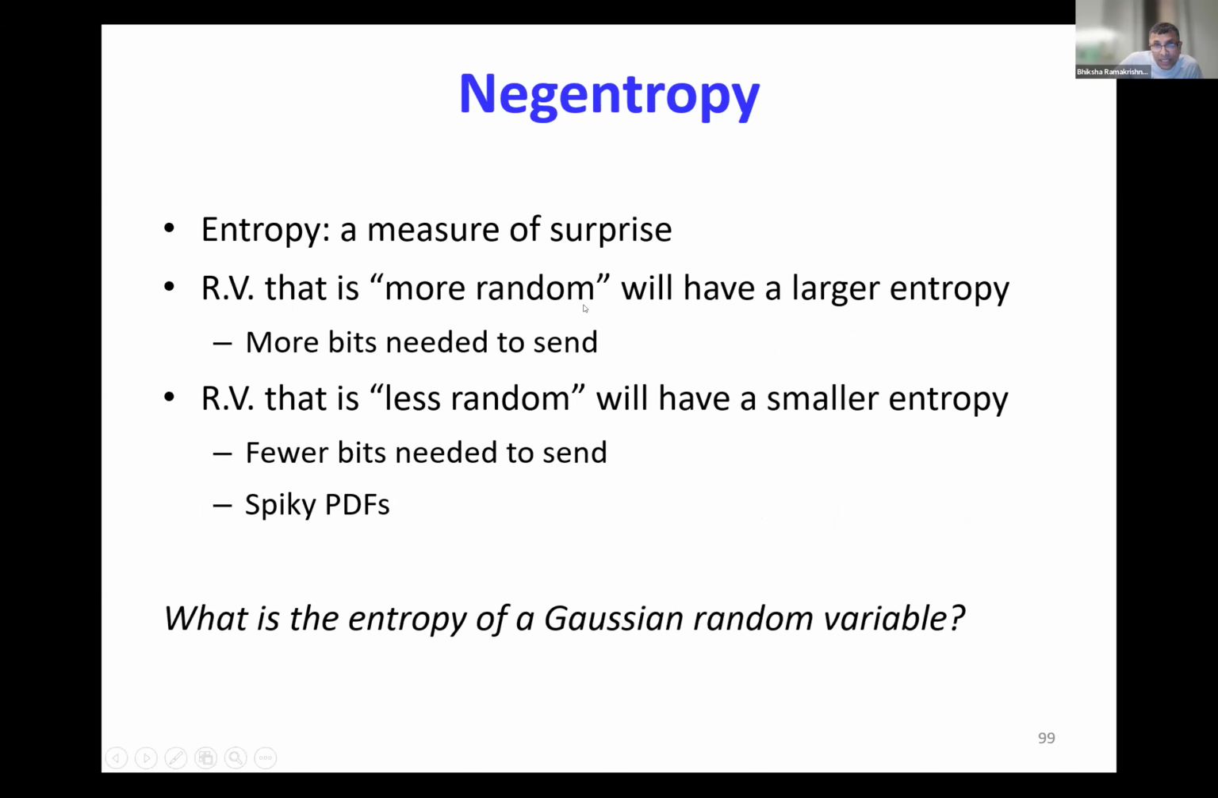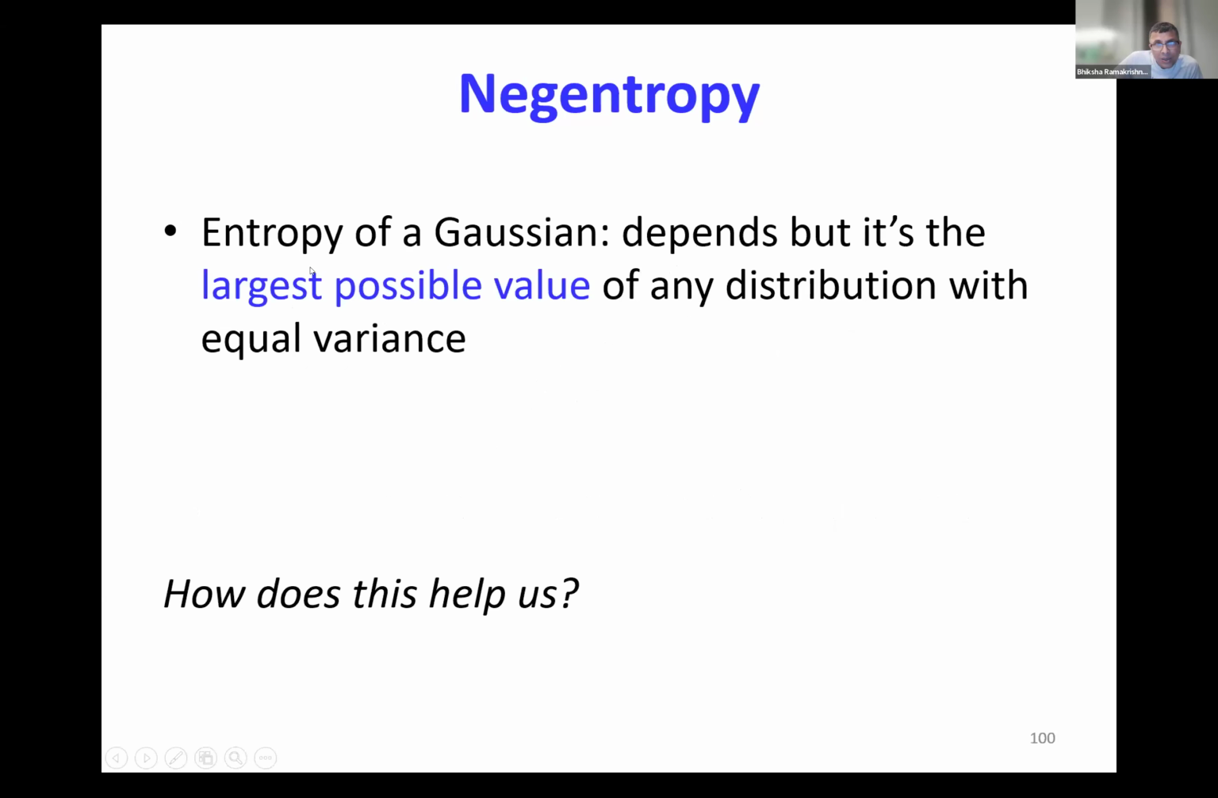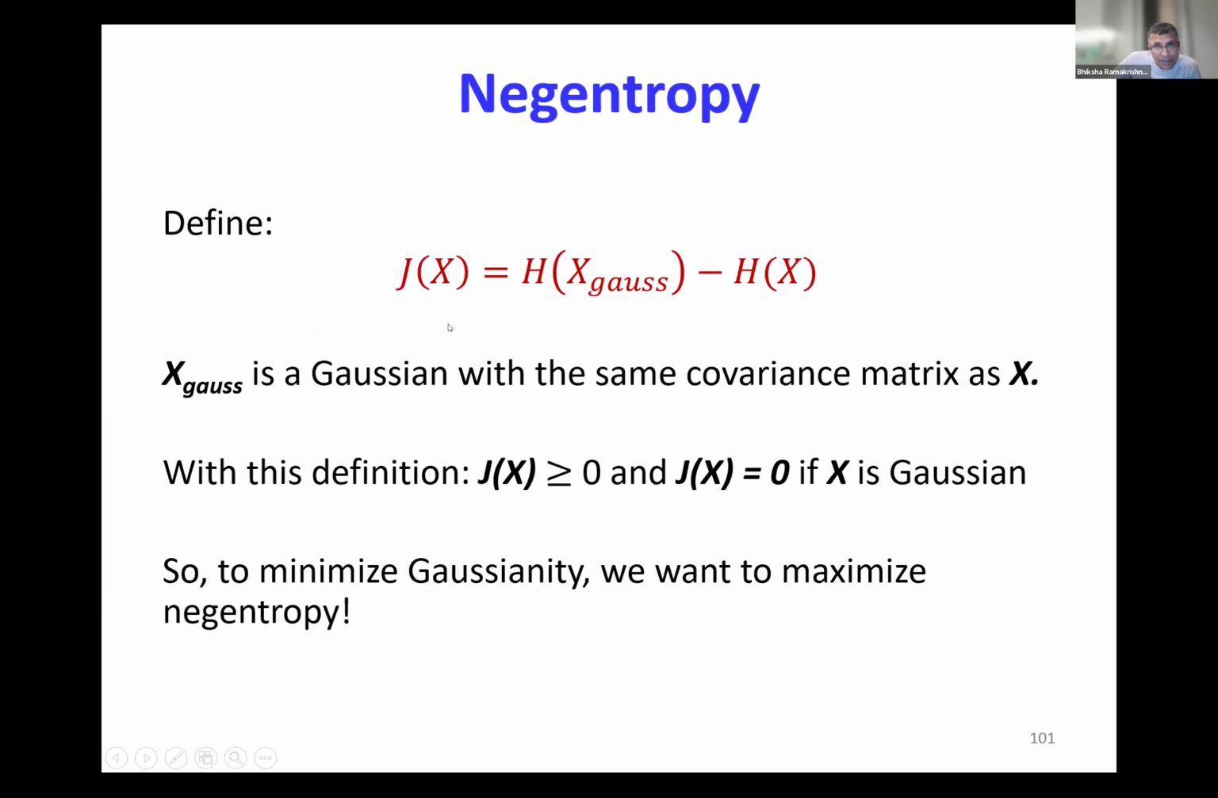A random variable that's more random will always have larger entropy, and a random variable that's less random will always have smaller entropy, right? And so the entropy of a Gaussian random variable is going to be maximum because that's the most random. The entropy of a Gaussian is the largest possible value of any distribution with the same variance. I just said this. That's why it's the most random variable. How does this help us?